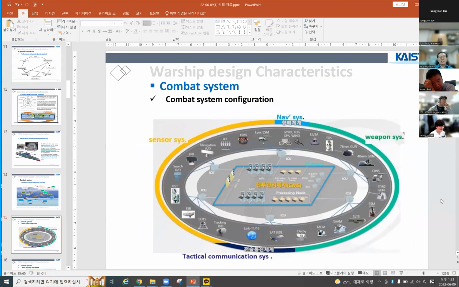And the combat system is composed of the navigation systems, weapon system, tactical communications, sensors, and the combat management systems. All the sensors and the weapons are integrated well.